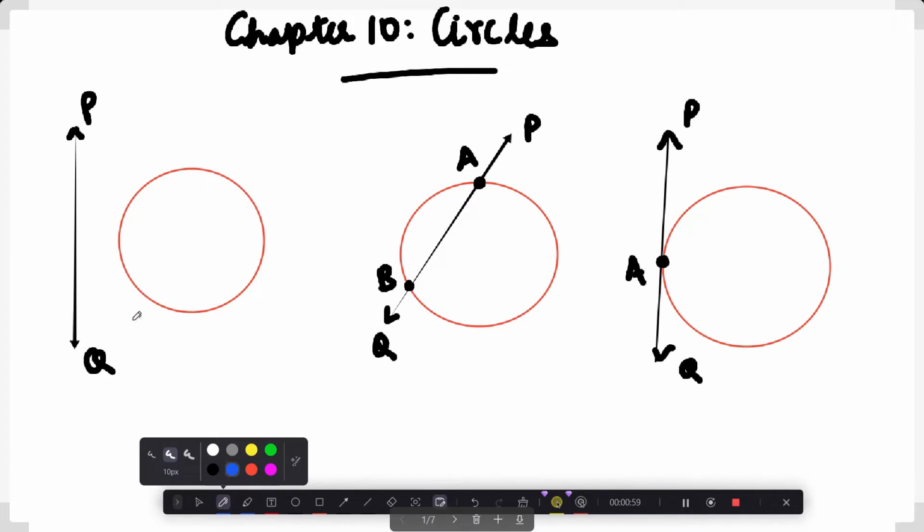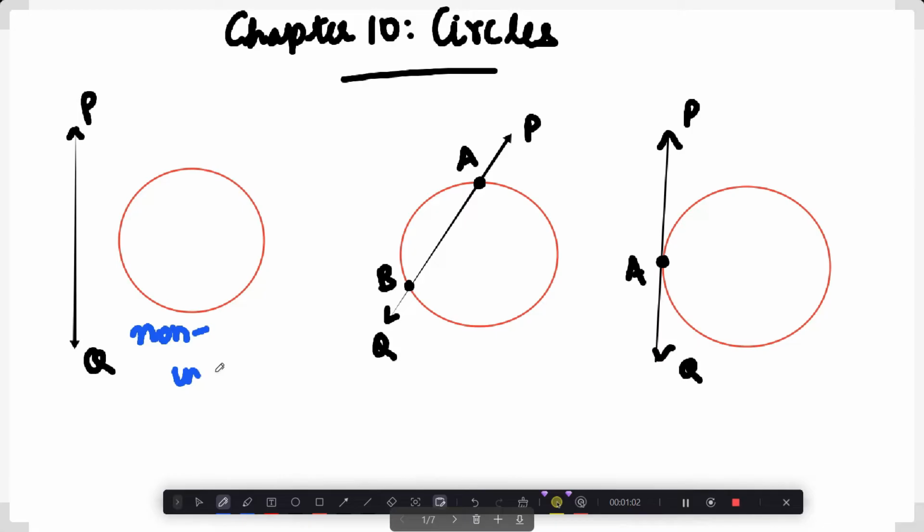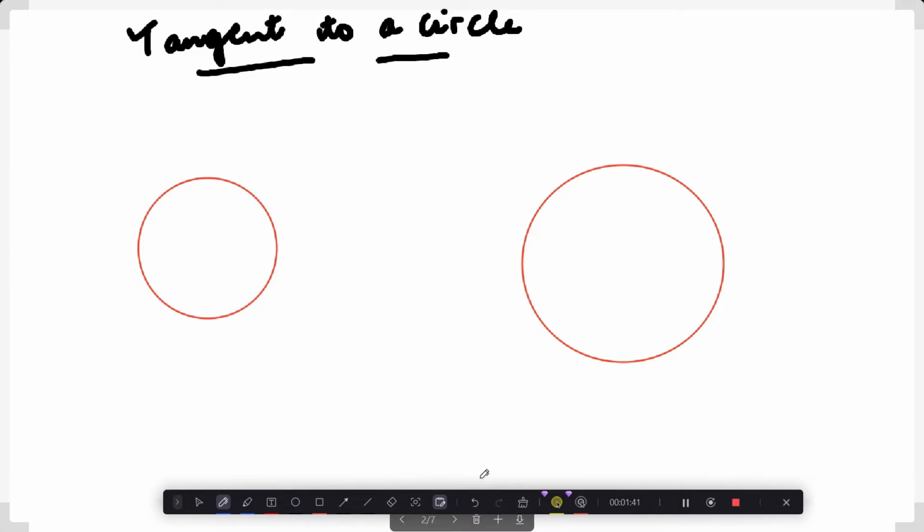Right? So this is known as a non-intersecting line. Here, where it is cutting the circle at 2 points, it is known as a secant. So this line PQ is known as a secant of the circle. And when it is only touching the circle at 1 point, then this line would be known as a tangent to the circle. So this chapter is more around tangents, right? Tangents to a circle.